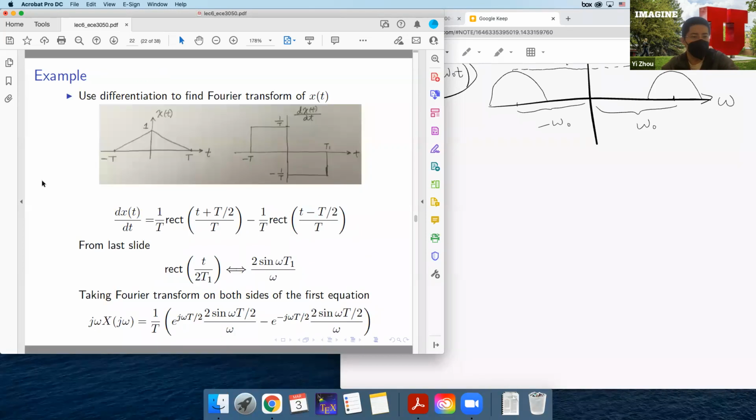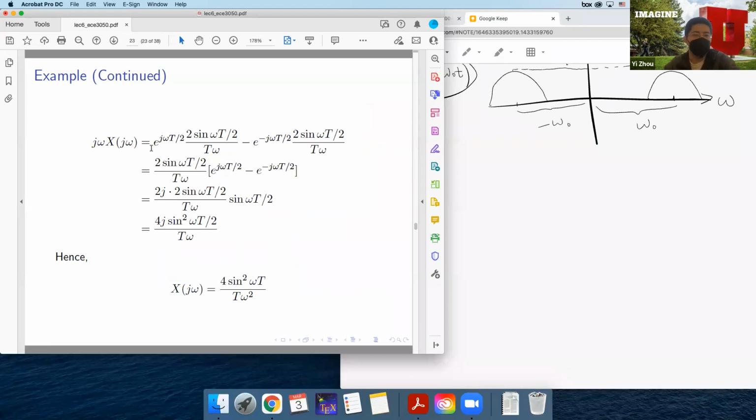Okay, continue. So in the end, you end up with this equation, right? And then you can solve for the spectrum of x(t). So you solve for capital X, and then very carefully, you can take this common factor out. Inside you have a pair of complex exponentials. This reminds you of the inverse Fourier formula, so you can simplify that into a sine.